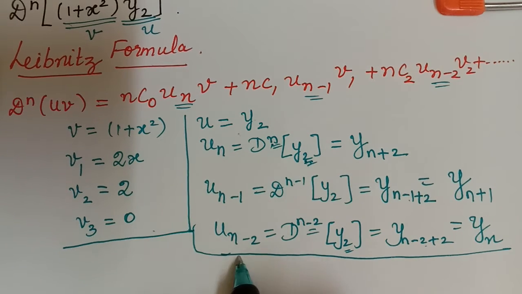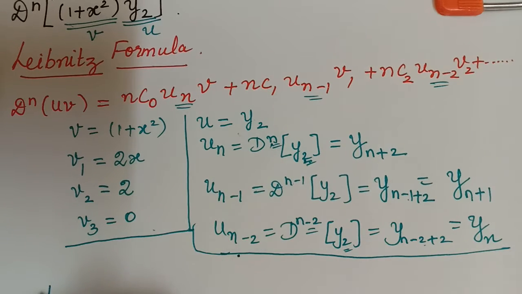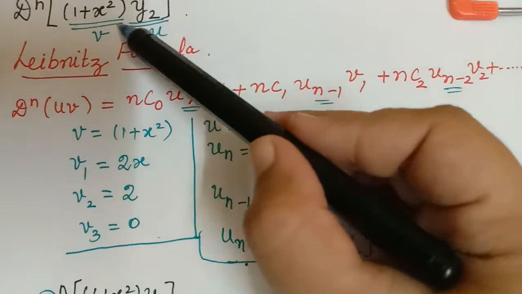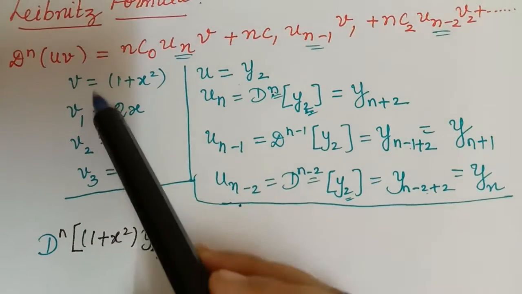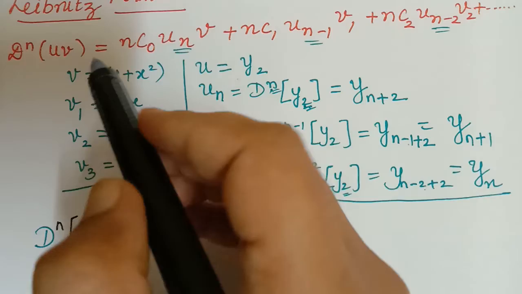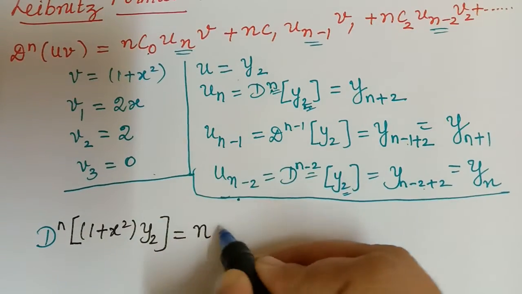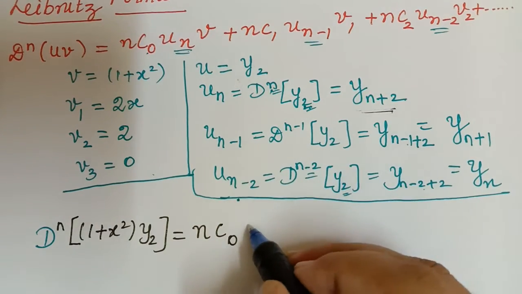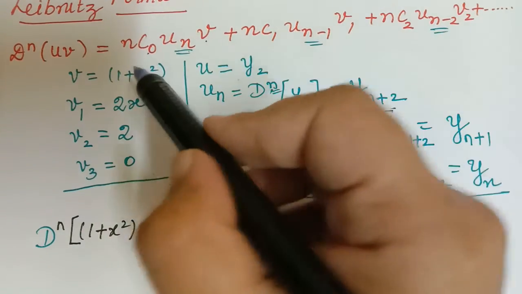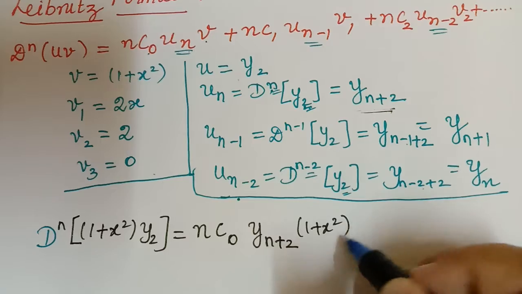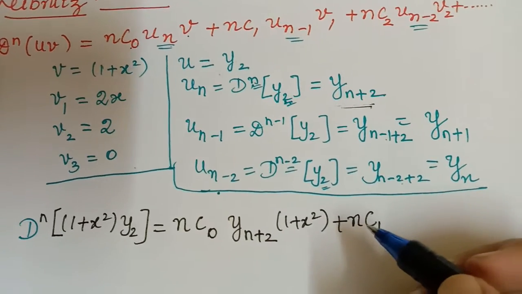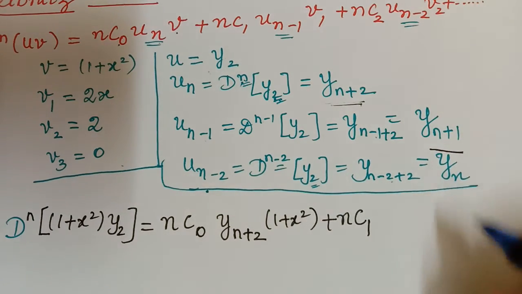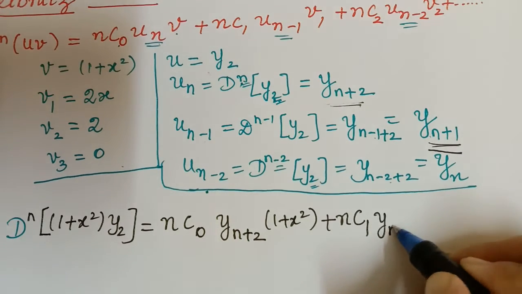And now we have to substitute these in the formula. So now we will find the nth derivative of 1 plus x squared into y2. When we apply it in this formula, it will be equal to, first, nc naught. Then we have un, which is yn plus 2. Then v, which is 1 plus x squared. Then plus nc1. After writing nc1, what is un minus 1? Un minus 1 is yn plus 1.